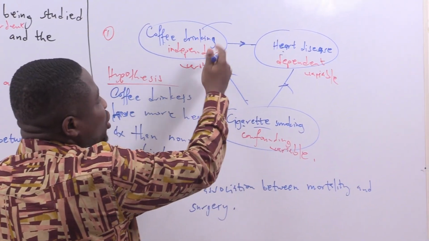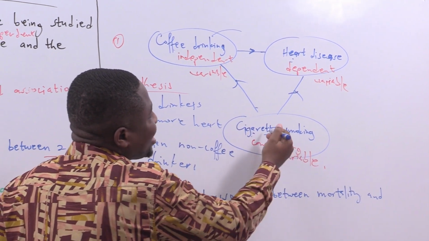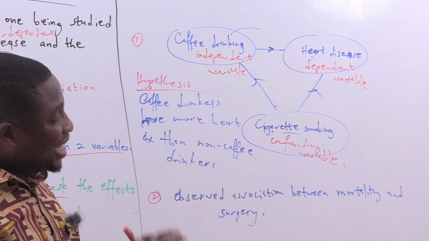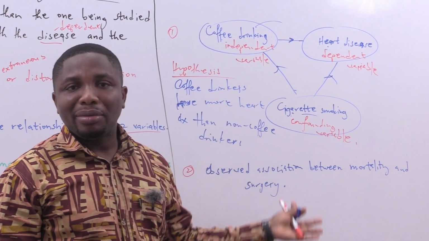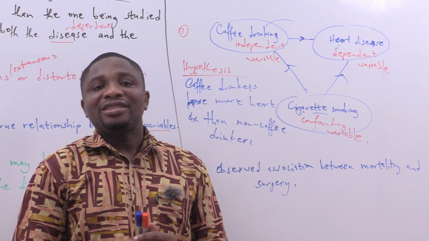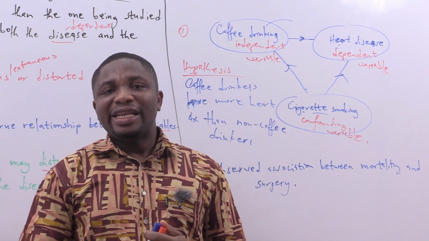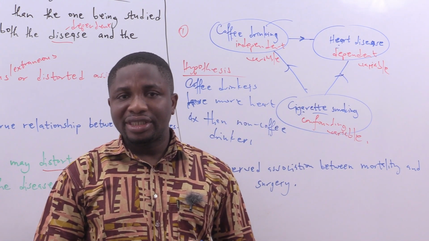It means that coffee drinking tends to provoke more cigarette smoking, and more cigarette smoking tends to provoke heart disease the more. So in that, we'll say that the cigarette smoking becomes the confounding variable. Recent studies have shown that coffee drinking tends to have substantial benefits in healthy heart and also in the prevention of dementia.